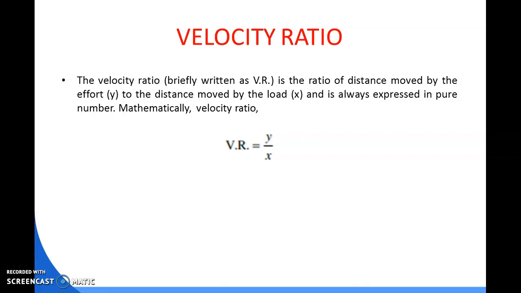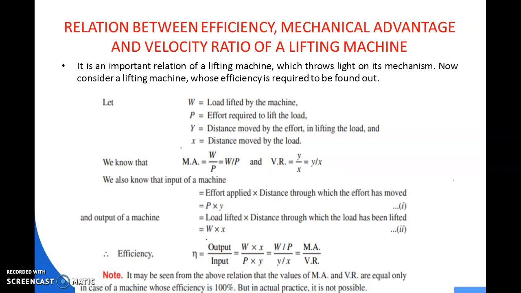Then coming to velocity ratio. The velocity ratio is simply known as VR, which is the ratio of distance moved by the effort to the distance moved by the load, and it is also expressed as a pure number. Mathematically, VR is equal to Y by X, where Y is the distance moved by the effort and X is the distance moved by the load. So here there is a relationship built up between mechanical advantage, velocity ratio and efficiency of a machine.